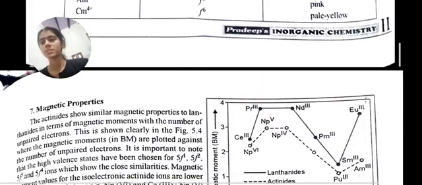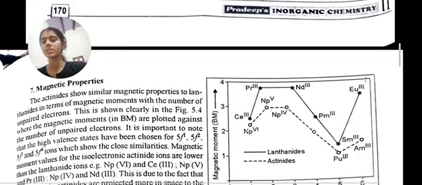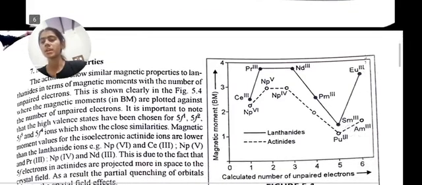Seventh point is magnetic properties. The actinides show properties similar to lanthanides in terms of magnetic moments with the number of unpaired electrons. This is shown clearly in figure 5.4, where the magnetic moments are plotted against the number of unpaired electrons. It is important to note that the high valence states have been chosen from 5f1, 5f2, 5f3 and 5f4 ions, which show close similarities.